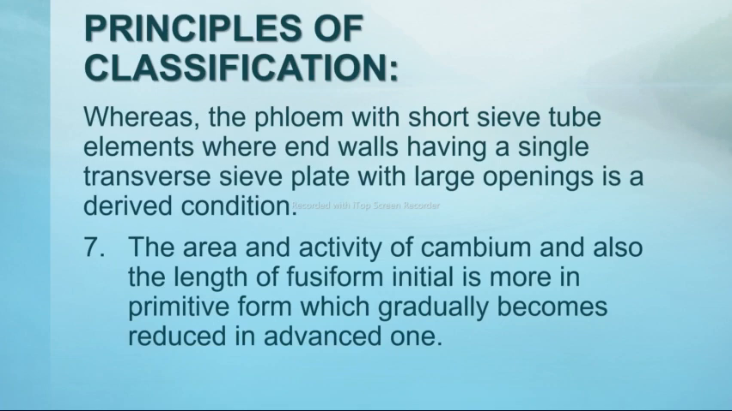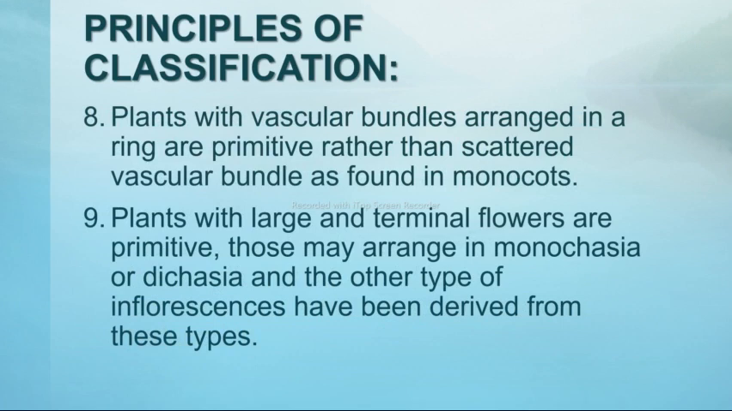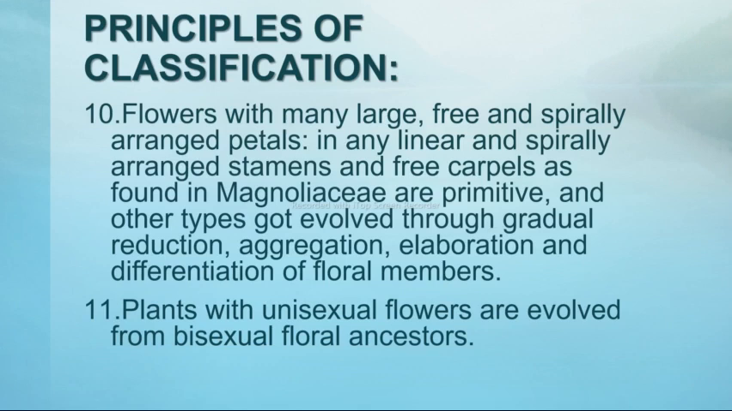Eighth, plants with large terminal flowers are primitive. Those may be arranged in monochasia or dichasia, and the other types of inflorescence have been derived from these types. Ninth, plants with vascular bundles arranged in a ring are primitive rather than scattered vascular bundles as found in monocots. And the next is flowers with many large, free and spirally arranged petals, linear and spirally arranged stamens and free carpels as found in the Magnoliaceae are primitive, and other types evolved through the gradual reduction, aggregation, elaboration and differentiation of floral members.